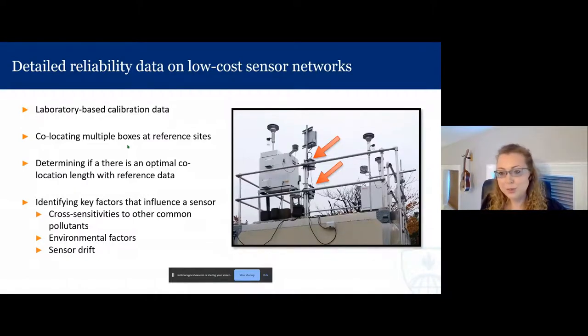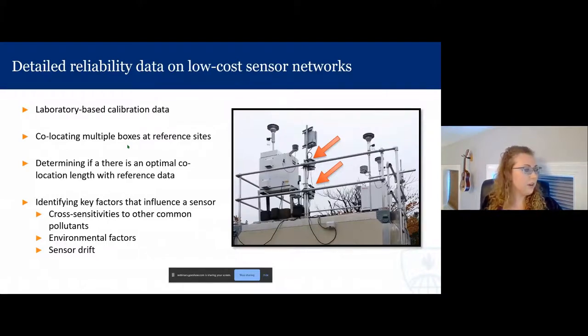And another question we're trying to answer for the community at large is determining if there's an optimal co-location length for reference data. For a lot of low-cost sensors, what we'll do is co-locate our low-cost sensor box at a reference site for an undetermined amount of time. It could be a week, it could be a month, something along those lines. And then we will move the sensor to the actual monitoring location. But the longer you co-locate, the less time you have at the real site to measure. So you're trying to figure out the optimum co-location length so that people are getting more data at the site they really care about.